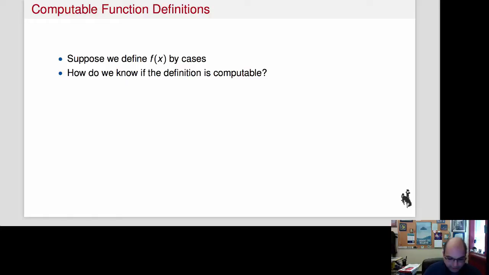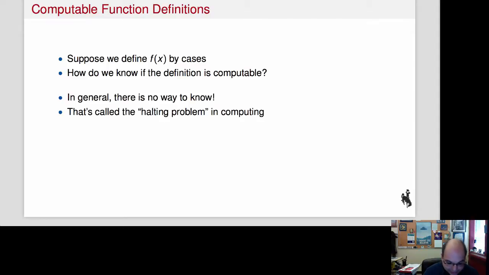Okay, now I think the first two are fairly easy to check, right? But the last one, computable, is kind of tricky, right? So how do I know that f of x is computable if I define it by cases? The answer actually is that there's no way to know in general, okay?